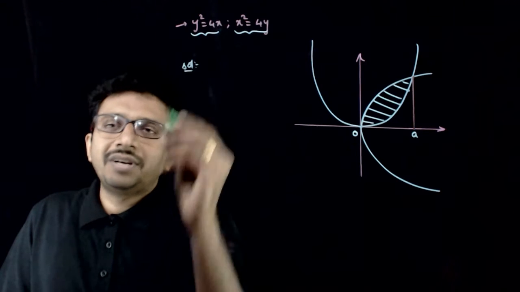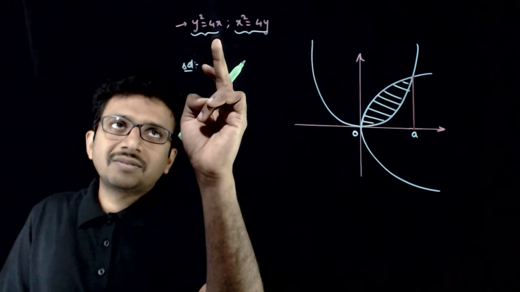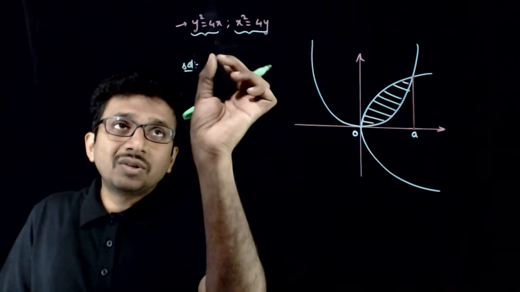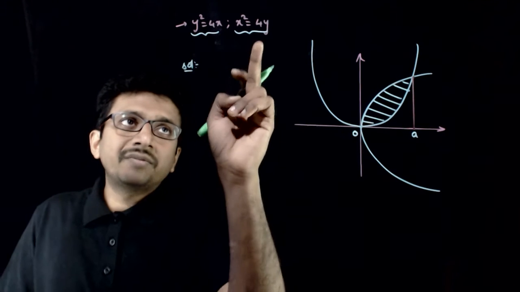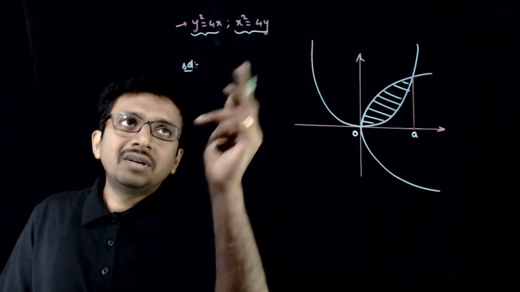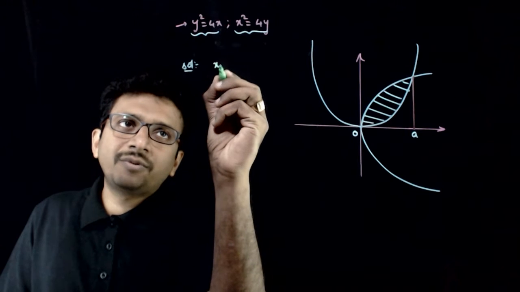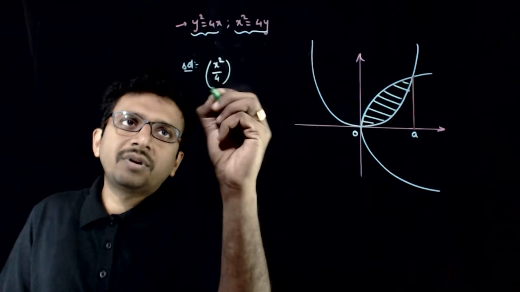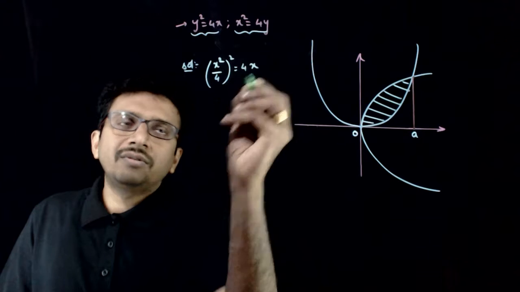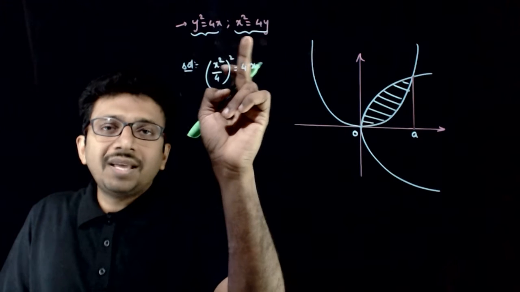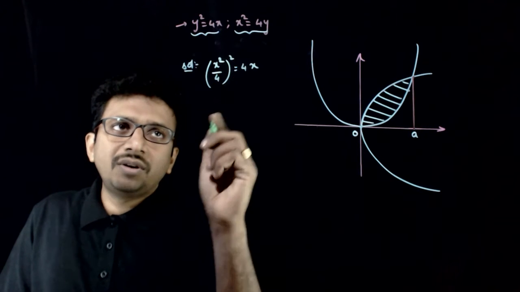To find the point of intersection, let us equate x's. So let us eliminate y. From here y is x square by 4. So I'll put y is equal to x square by 4 here. x square by 4 whole square is equal to 4x.